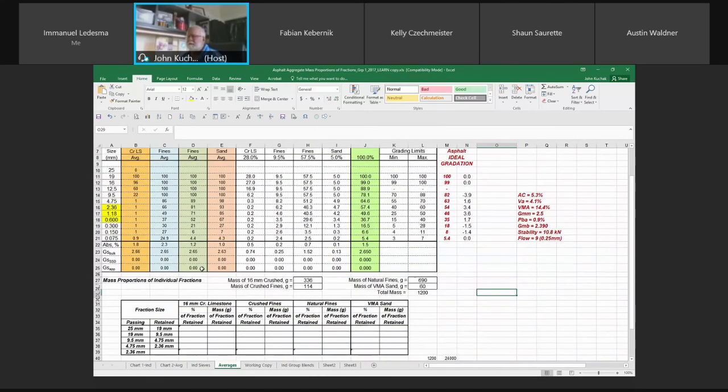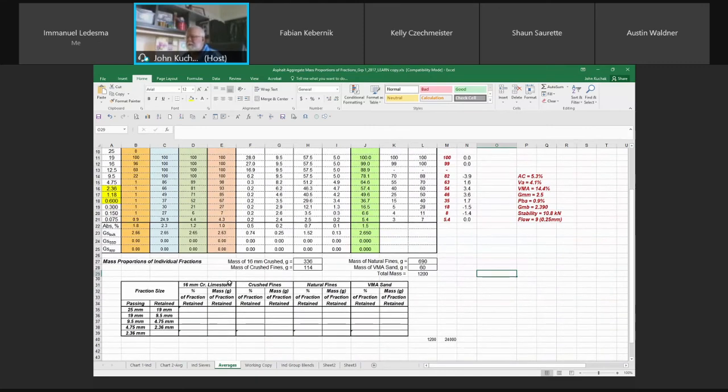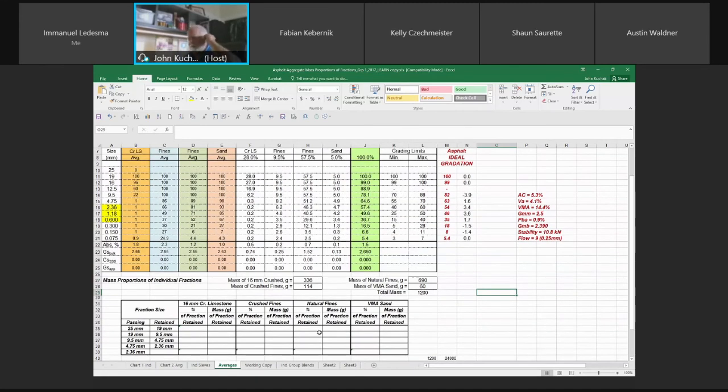Okay. So let's get started. If we look at the 16 millimeter crushed limestone, crushed fines, natural fines, and the VMA sand, we have to determine the percent of the fraction retained. In other words, how much aggregate do we have retained on that fraction? Let's look at the 16. I'm not going to go through all of these. We'll do one example. The calculation for each one is the same using the respective grading.